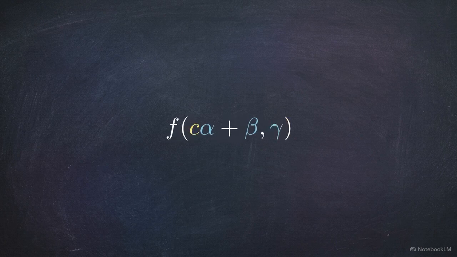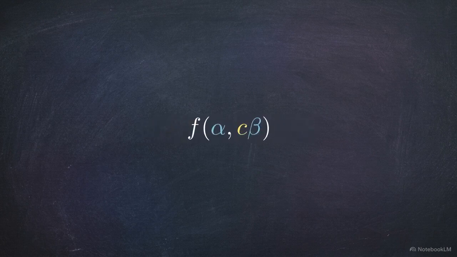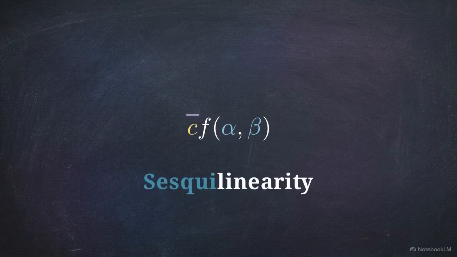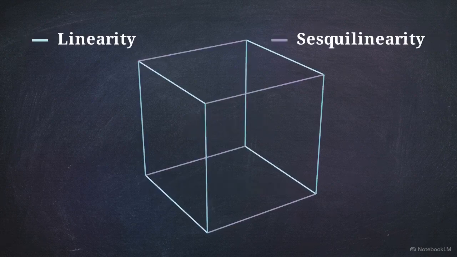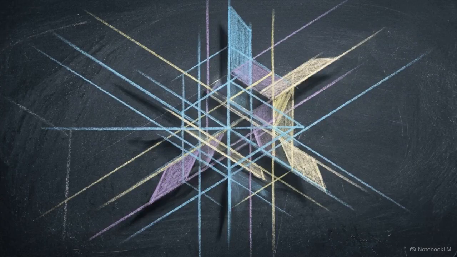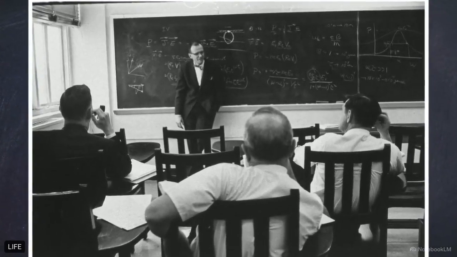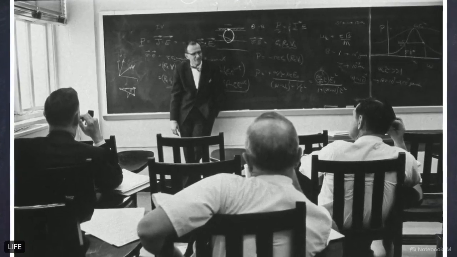The first slot behaves with standard linearity. Scaling the vectors scales the output proportionally. But scaling the second vector pulls out the complex conjugate of that scalar. This is known as sesquilinearity. By combining these two specific rules, forms provide a mathematical framework to define entirely new ways for vectors to interact across complex dimensions.